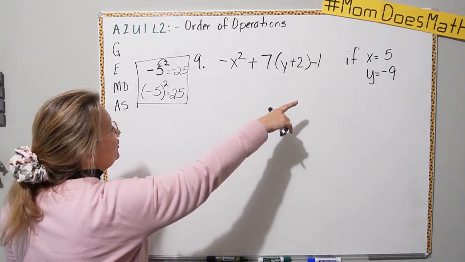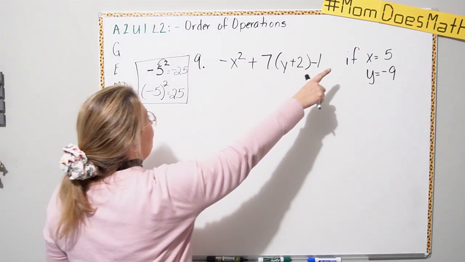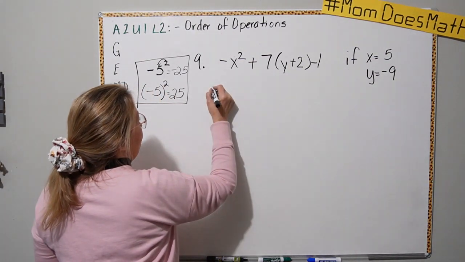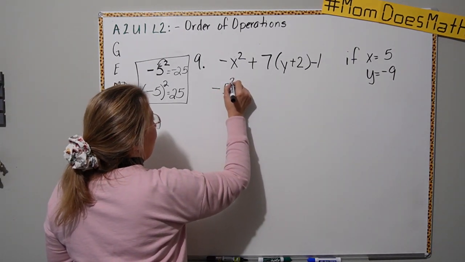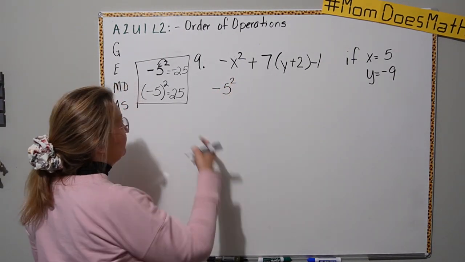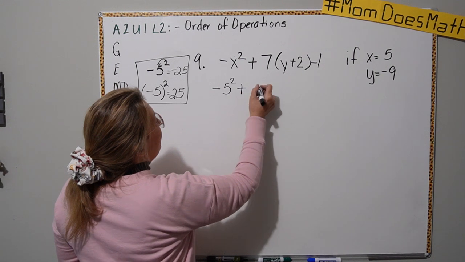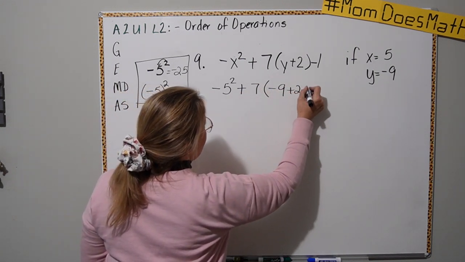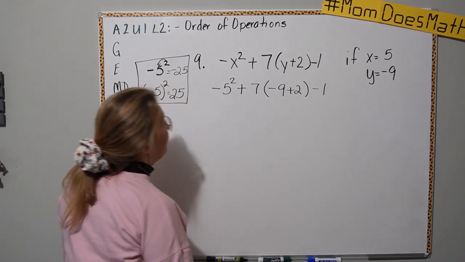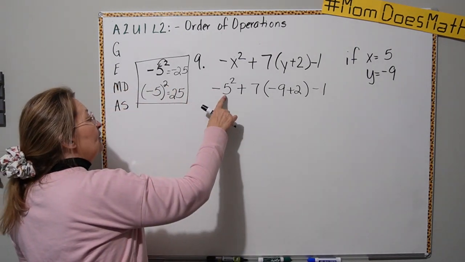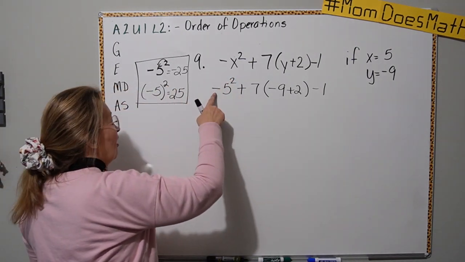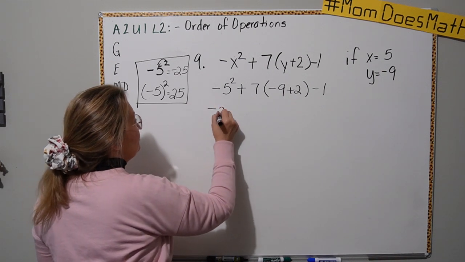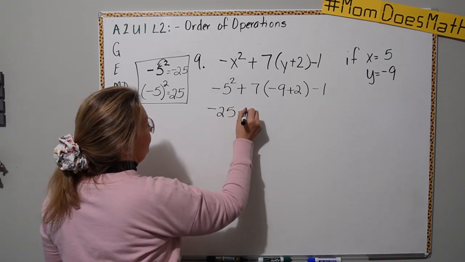All right, now when we start filling this in, when we fill the 5 in, this is just negative 5 squared. Okay, you see why that's going to be important. And then here, when I put negative 9 in for y, since this is not in parentheses, the negative does not affect the sign. So this is just going to be negative 25.